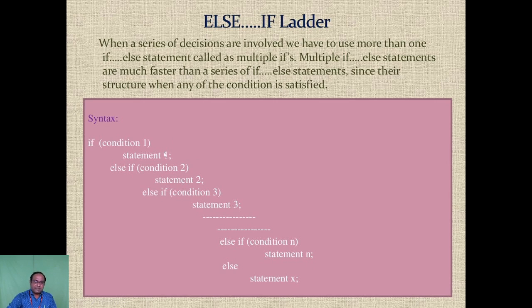If the first condition is true, then statement 1 will be executed. Else if condition 2 will be checked, then statement 2 is executed. Else if condition 3 will be checked, and like that up to condition n. Suppose none of the conditions is true, then finally the else statement x will be executed. So this is called the else if ladder.